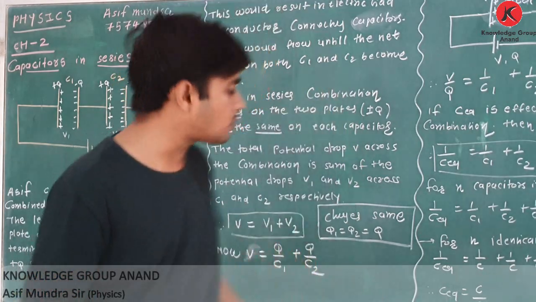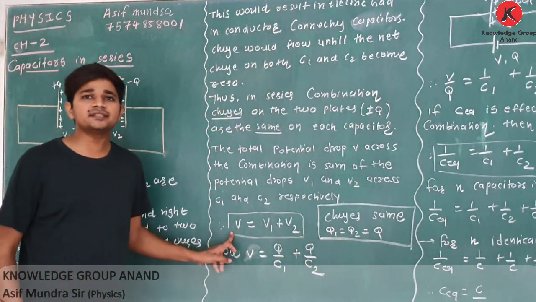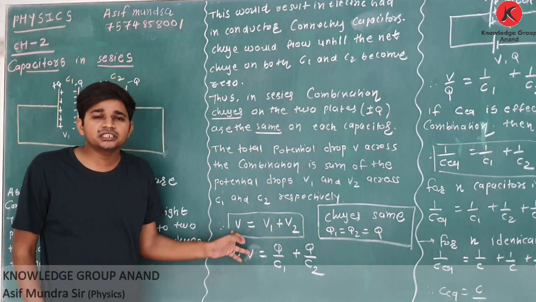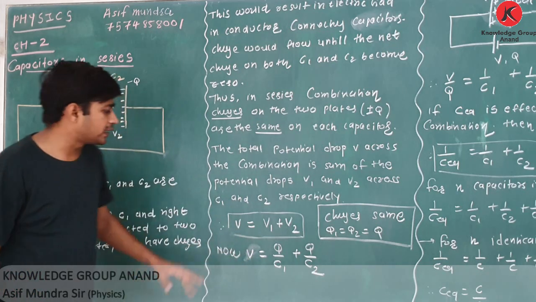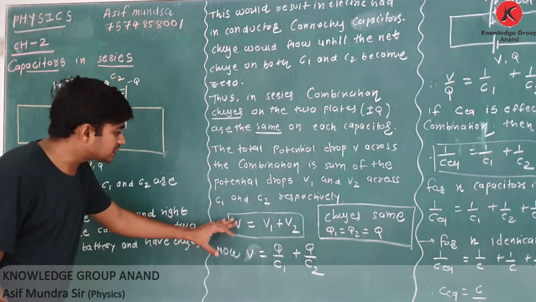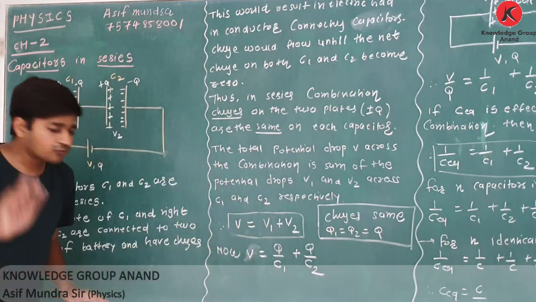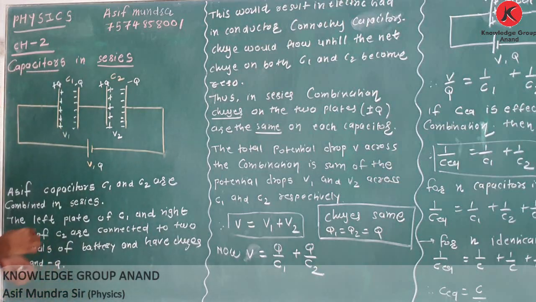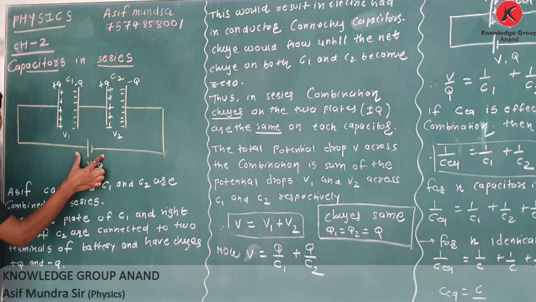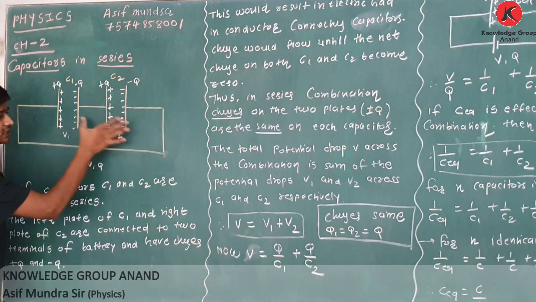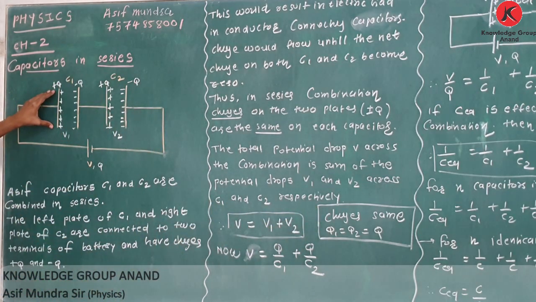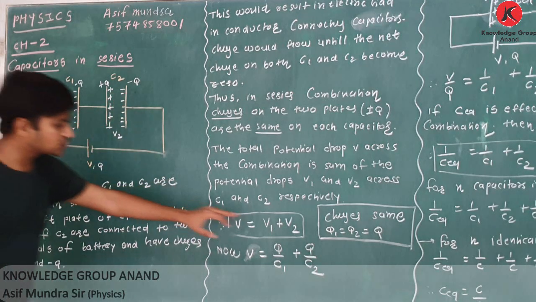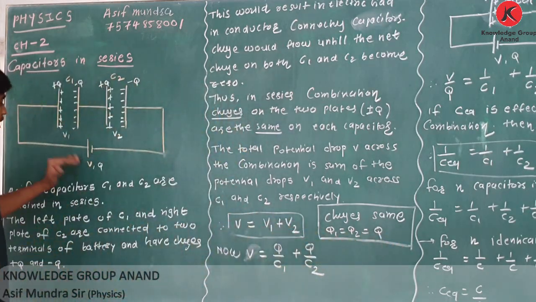Students, now you may ask, sir, why this relation? How to obtain this relation? We will obtain this relation in chapter number 3, after Kirchhoff's law. Right now you have to remember that for series connection, V is equal to V1 plus V2, where V is the voltage, the potential drop across the combination, V1 across the first capacitor, V2 across the second capacitor. Charges are the same. If the charge on this capacitor is Q1 and on this capacitor Q2, then Q1 is equal to Q2 is equal to Q, that is supplied from the battery.